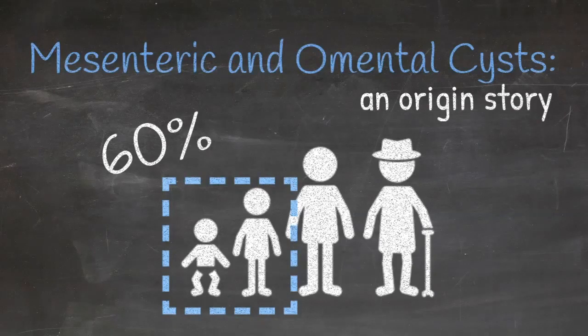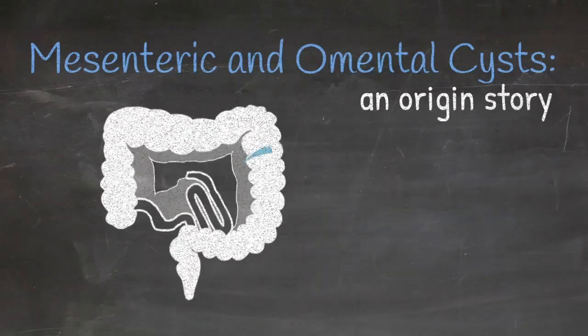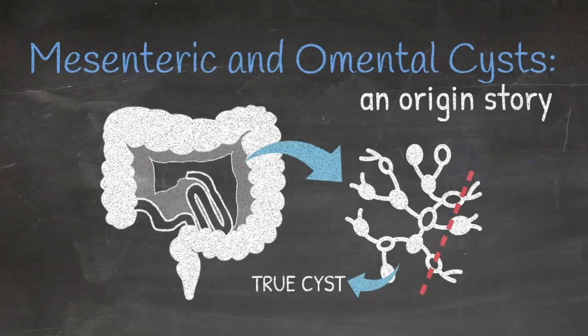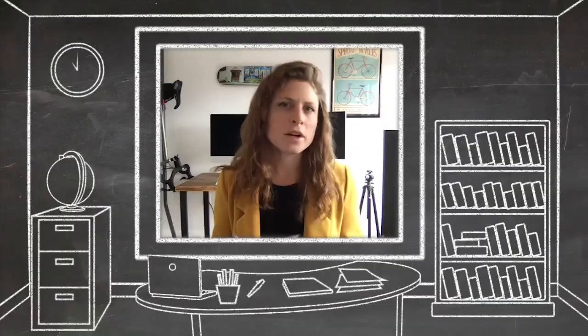It's not totally clear where they come from, but there are lots of theories, and the biggest theory is that it's a benign proliferation of lymphatics within the mesentery that don't communicate with the lymphatic drainage system. Mesenteric cysts and omental cysts are actually true cysts, meaning that they have an epithelial lining, as opposed to pseudocysts, which do not. Where will we find mesenteric and omental cysts?